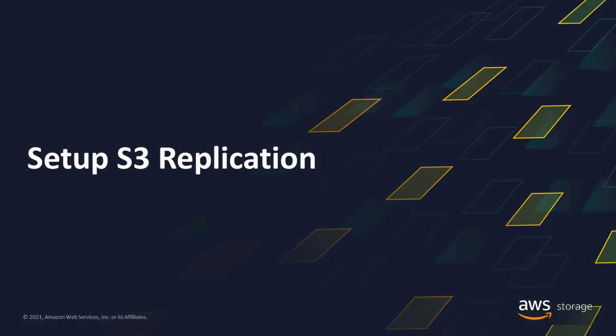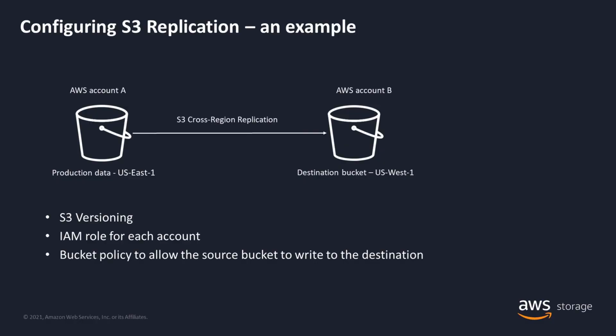Let's take a quick look at how to set up S3 replication through some screenshots from the console. Let's say you want to keep a secondary copy of your data in a different region for business continuity reasons in the event of any failures in your primary region. Your primary region is US East, and you want to keep the secondary copy in US West. To restrict access to the secondary copy of your data, you want to replicate data cross accounts, that is, from AWS account A to AWS account B.